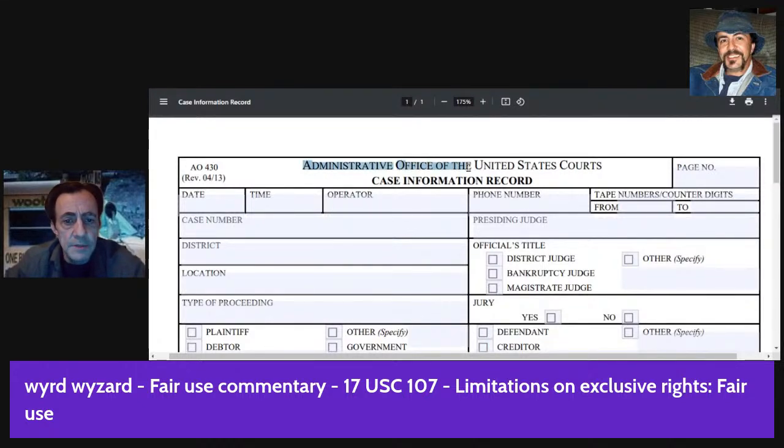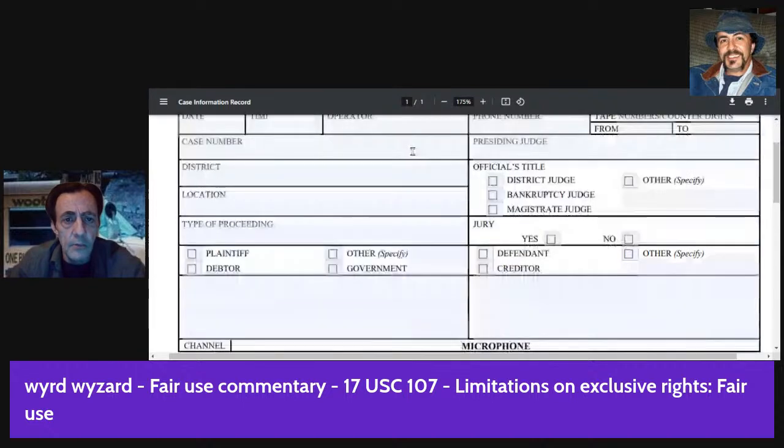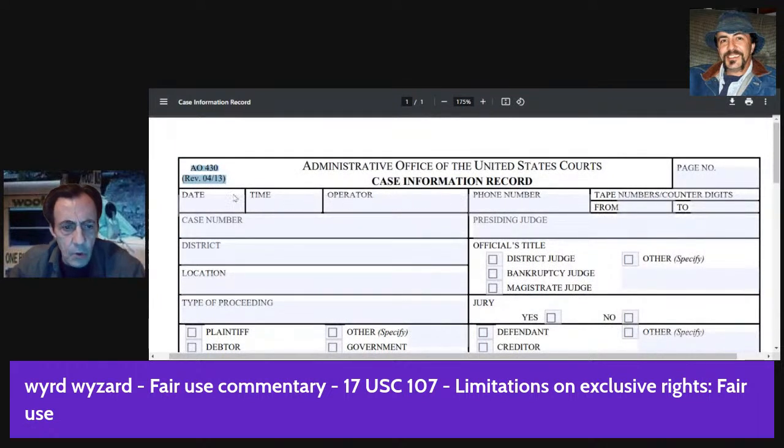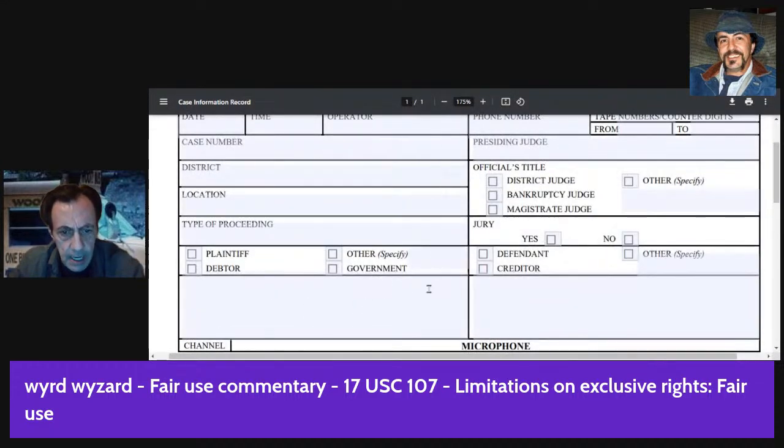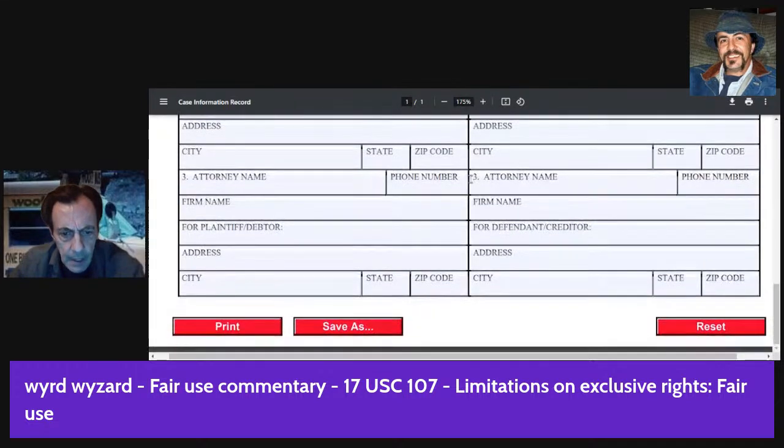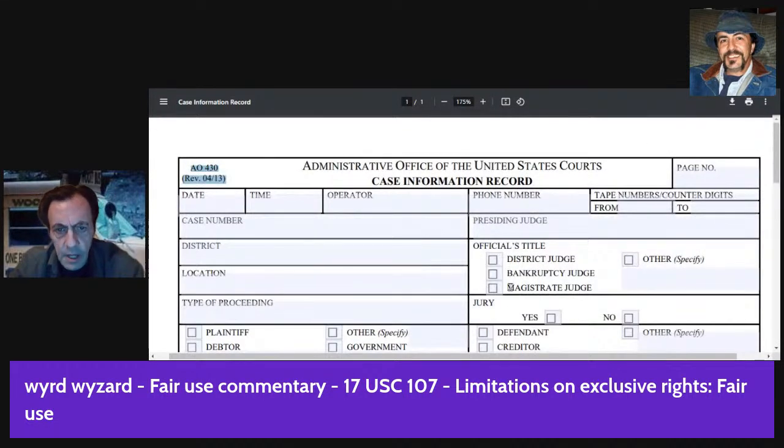according to the Administrative Office of the United States Courts, under Form AO430, is recognized. Material facts evidenced that the plaintiff is one of these categories. He's either the plaintiff, other, you can specify, government, or debtor. While at the same time, on the opposite side of this line, denoting some form of a T ledger, with certain information on this side of this ledger, and certain information on this side of the ledger.